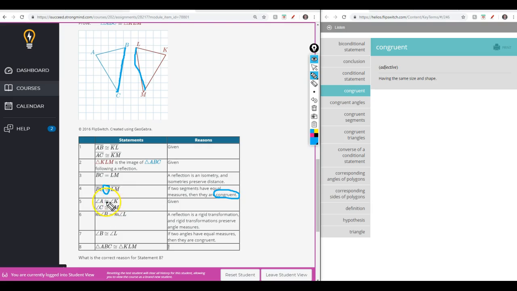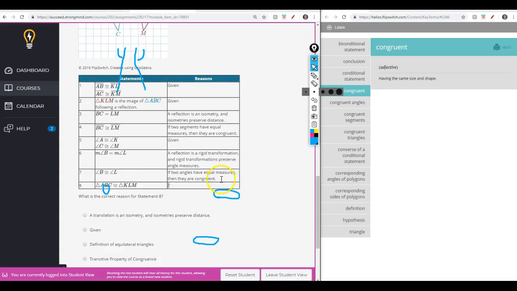Then they're stating that these angles were given. So they're proving that the measure of angle B is equal to the measure of angle L, because a reflection is a rigid transformation and it preserves the angle measure. So then we have two angles, angle B and angle L, that are congruent right there. If they have equal measures, then they are congruent.